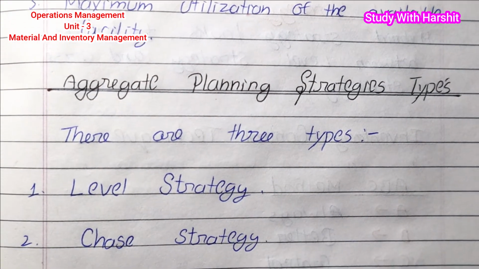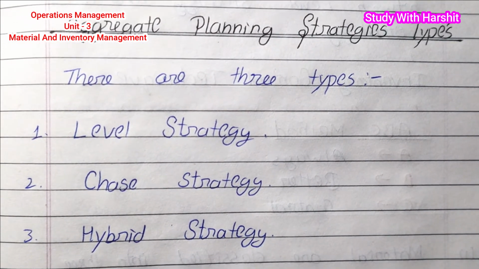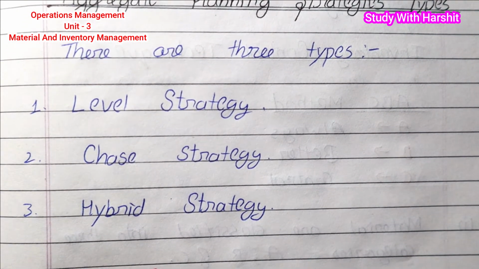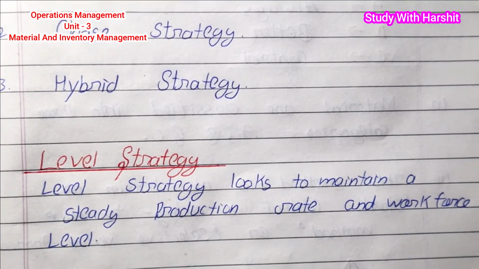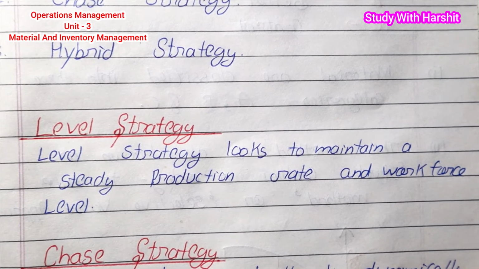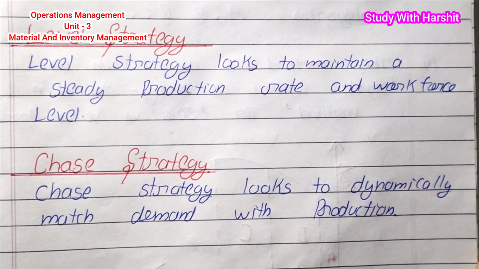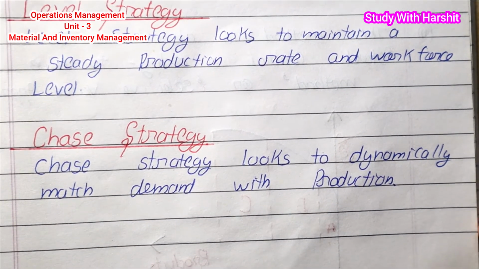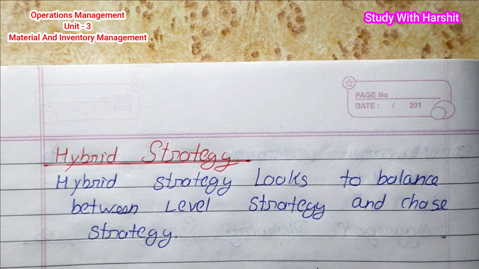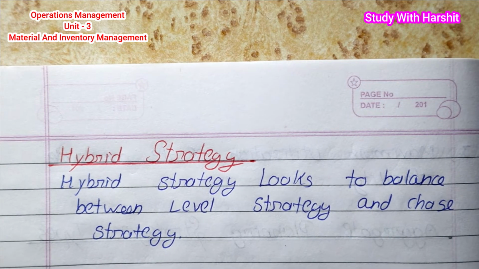Aggregate planning strategy types. There are three types. First, level strategy. Second, chase strategy. Third, hybrid strategy. Level strategy looks to maintain a steady production rate and workforce level. Chase strategy looks to dynamically match demand with production. Hybrid strategy looks to balance between level strategy and chase strategy.